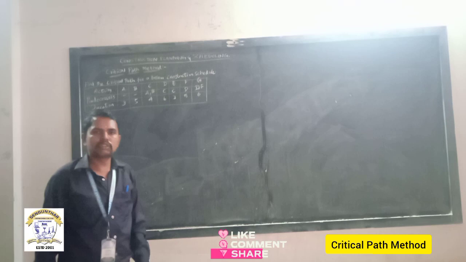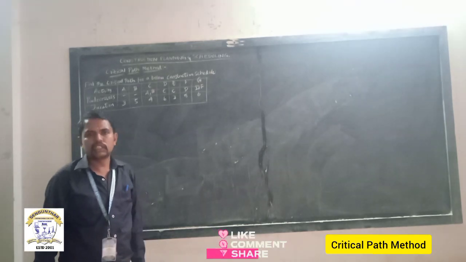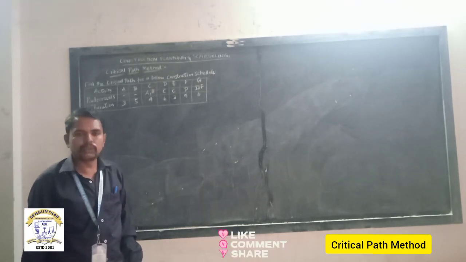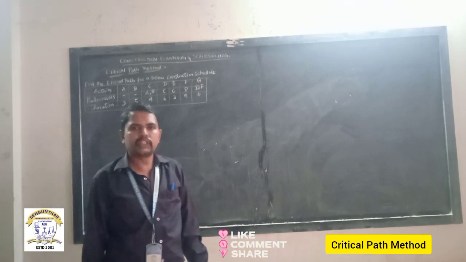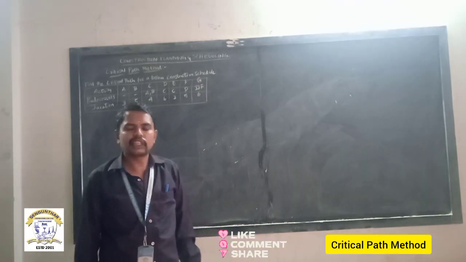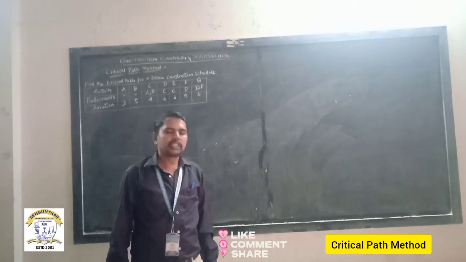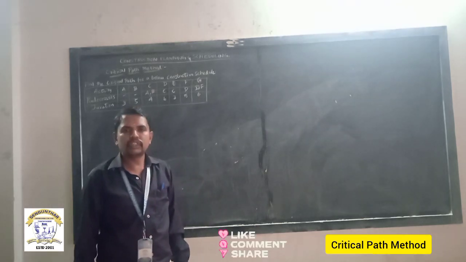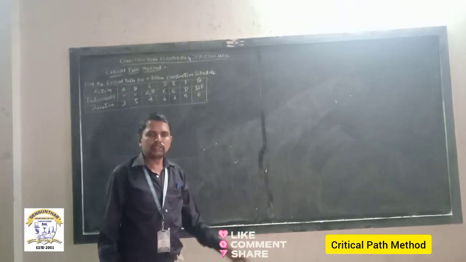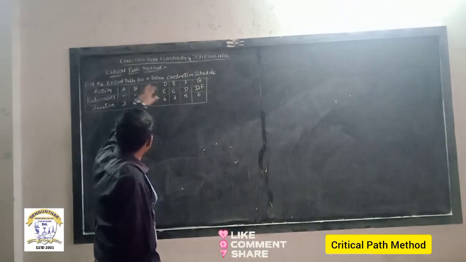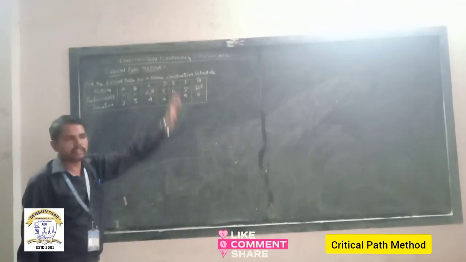There are two methods to find out these construction schedule durations. The first method is CPM, that is the critical path method, and the second method is PERT. PERT is the program evaluation review technique method. So there are two methods. Among the two, now we are going to discuss the critical path method.